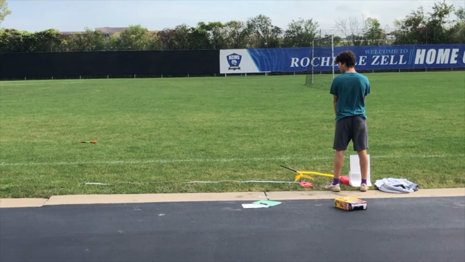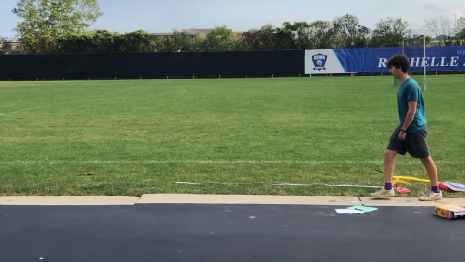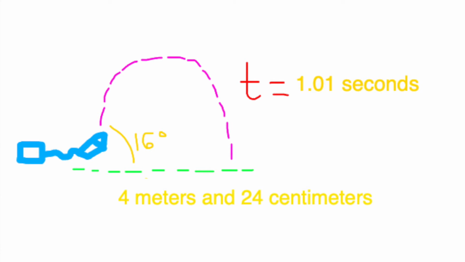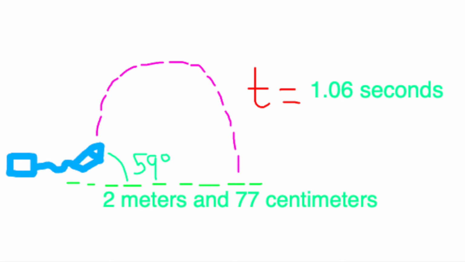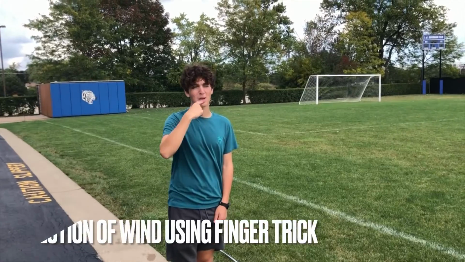The next rocket was launched from an angle of 16 degrees. It took 1.01 seconds to travel 4 meters and 24 centimeters. Our final rocket was launched from an angle of 59 degrees. In 1.06 seconds, it traveled 2 meters and 77 centimeters.